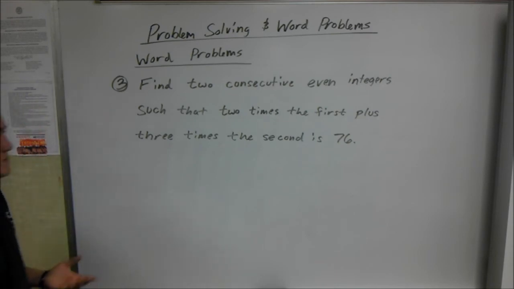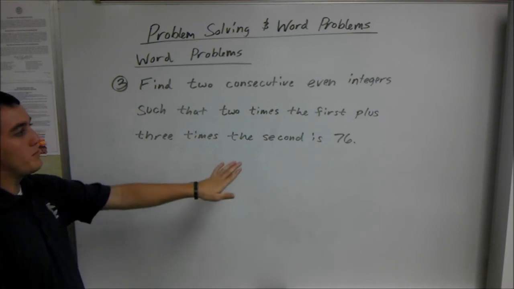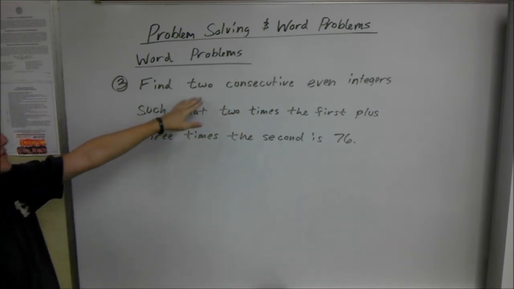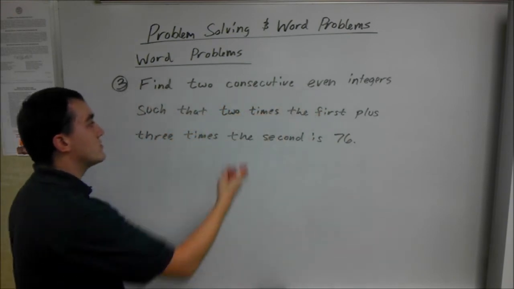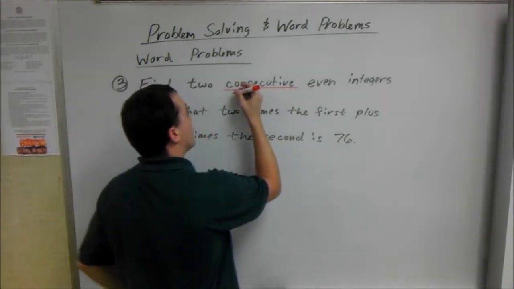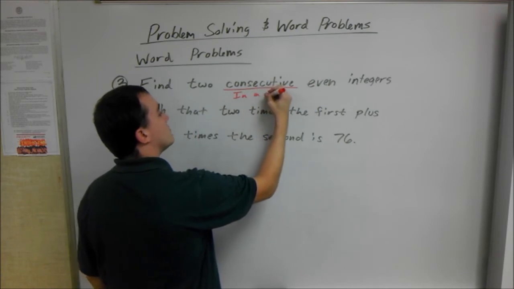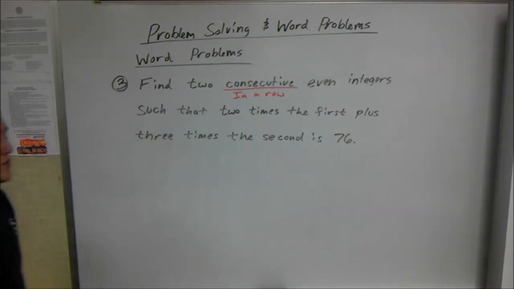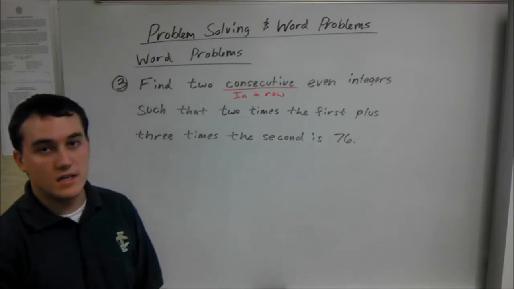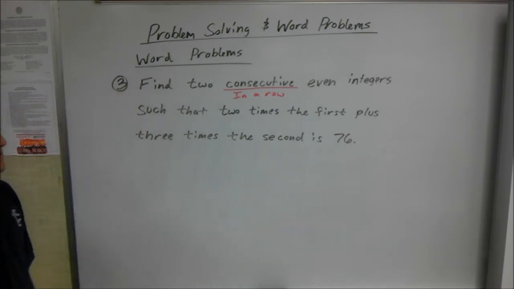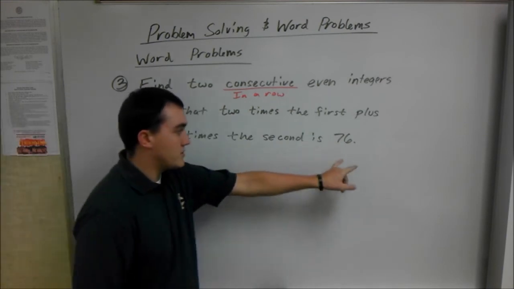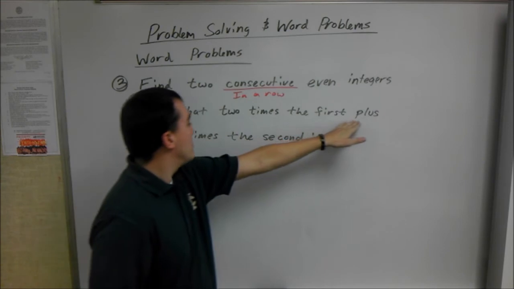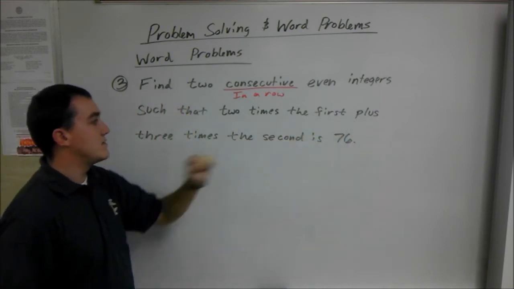So first thing, we're going to have to figure out what our integers kind of look like. Alright, so we have 2 consecutive even integers. Well, consecutive means in a row. And they're both even. So 2 even numbers in a row, for example, 2 and 4 are consecutive even integers. But obviously those are not what add up to 76. So, next part. 2 times the first plus 3 times the second is 76.